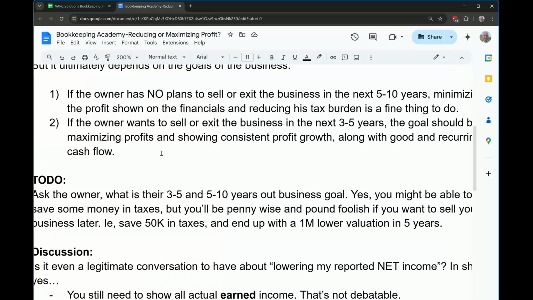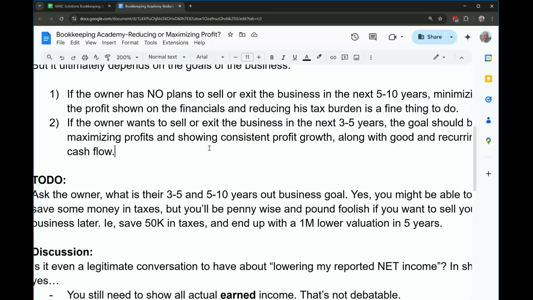Because if you want to get more money 3 years from now or 5 years from now when you sell your business, you don't want to minimize your income. You actually want to maximize your income. And so it depends on what the goal of the owner is. But if we can help educate our clients on this topic, think of it like this. I could be trying to save $10,000 a year on taxes, but in doing so and reducing the profit that tax is based on, I might end up getting $1 million less than I could if I was to maximize the profit. So, hey, owner, you're doing something here that is short-term thinking.